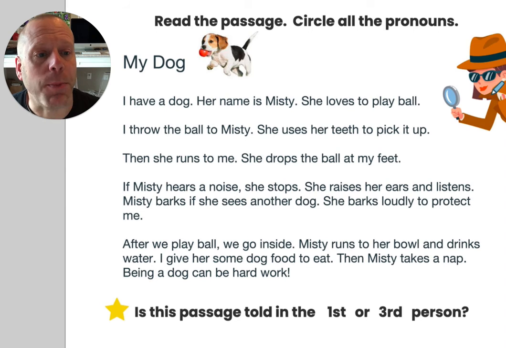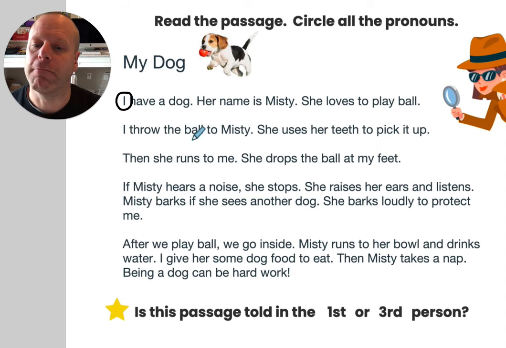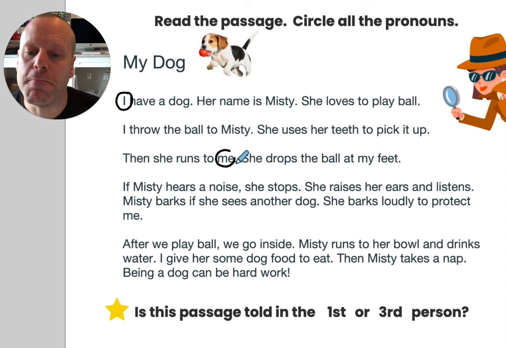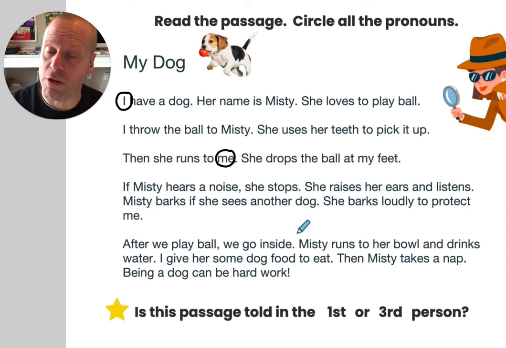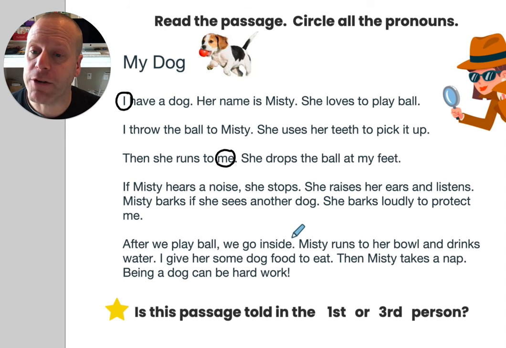You have to be a pronoun detective. You're going to find the pronouns like I, me, right? And you are going to circle them all and try to figure out who's telling the story. Remember, a pronoun is a word that stands in for a noun, right?